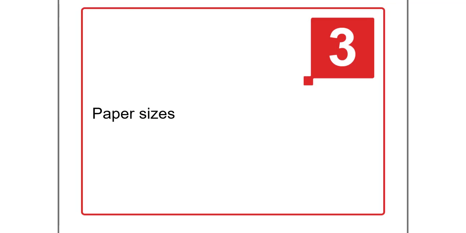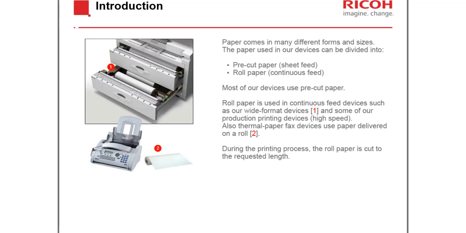Chapter 3, Paper Sizes. Paper comes in many different forms and sizes. The paper used in our devices can be divided into pre-cut paper and roll paper. Most of our devices use pre-cut paper. Roll paper is used in continuous feed devices such as our wide format devices and some of our production printing devices. Also, thermal paper fax devices use paper delivered on a roll. During the printing process, the roll paper is cut to the requested length.